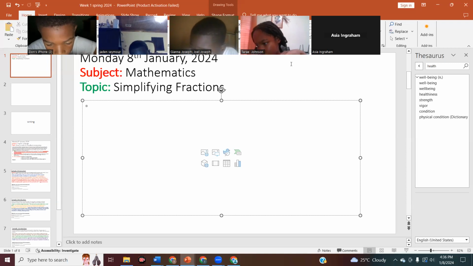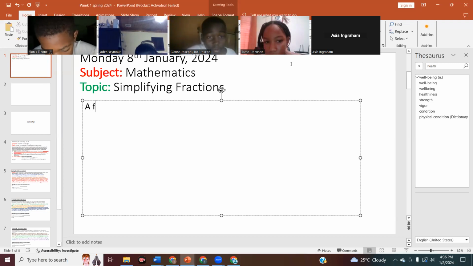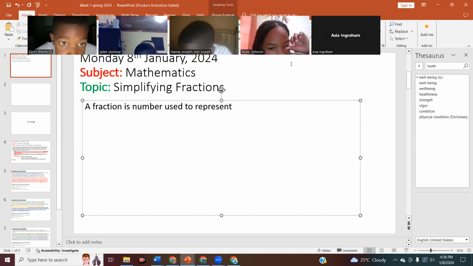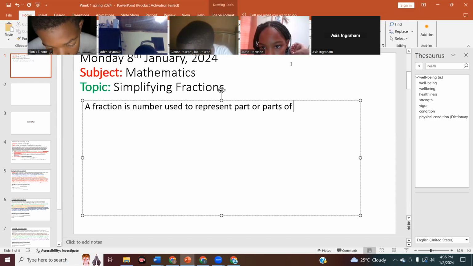So let's begin. We can first answer the question of what is a fraction. We know a fraction has two components, the numerator and the what? Denominator, right? Yes. So a fraction, by definition, is a number used to represent part or parts of something. If we want to represent a part or parts of something, we use a fraction.